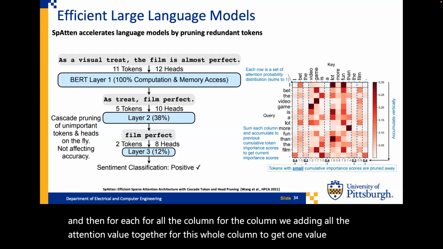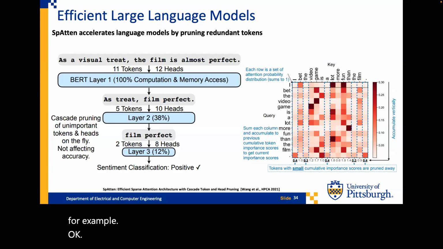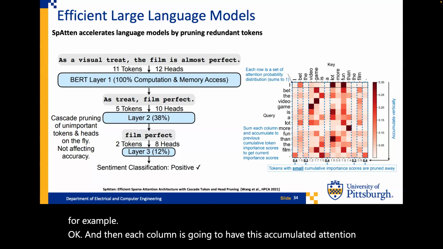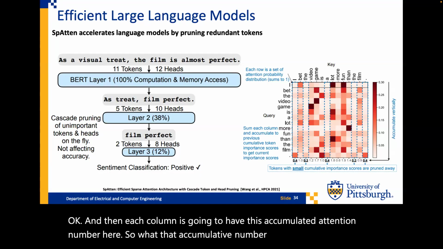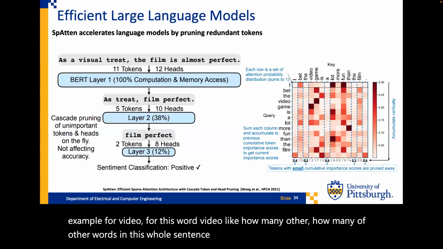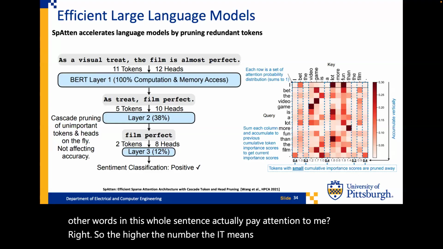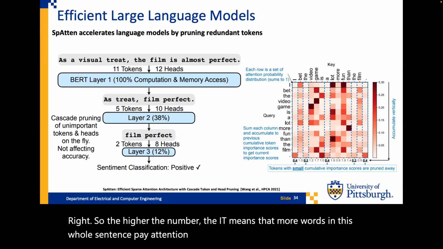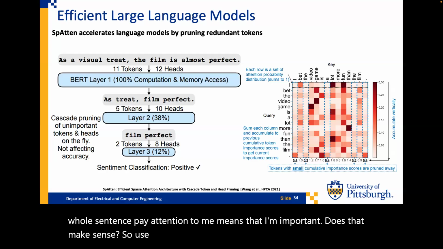Here it's 1, for example. Okay, and then each column is going to have this accumulated attention number here. What that accumulated number means is, for example, for this word video, how many other words in this whole sentence actually pay attention to me, right? So the higher the number, the more words in this sentence pay attention to me, which means I'm important. Does that make sense? So I use this mechanism to indicate I'm the important word in this whole sentence.